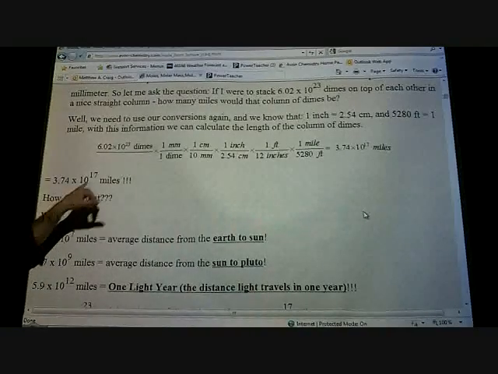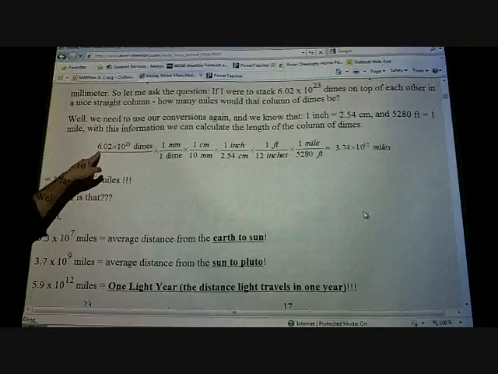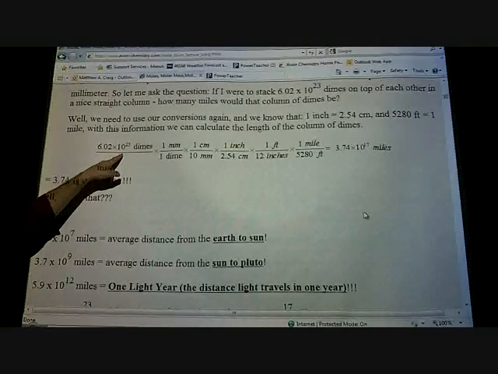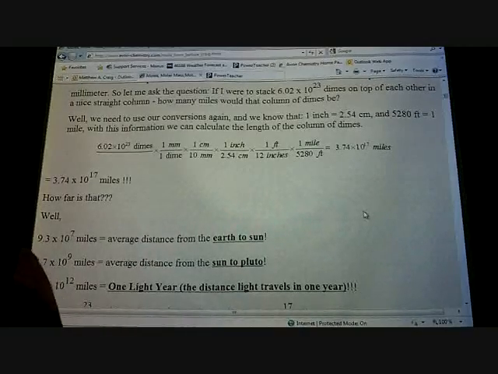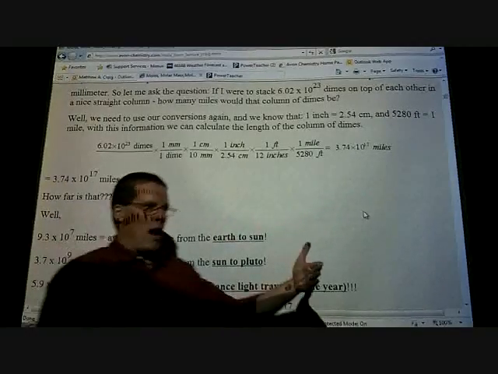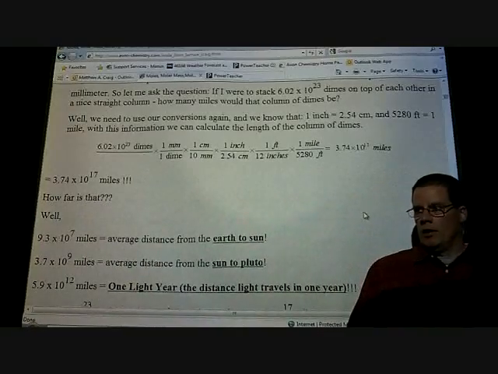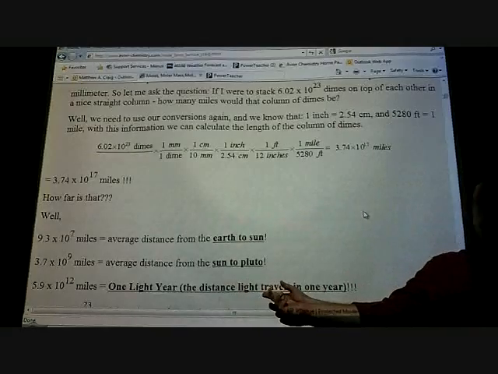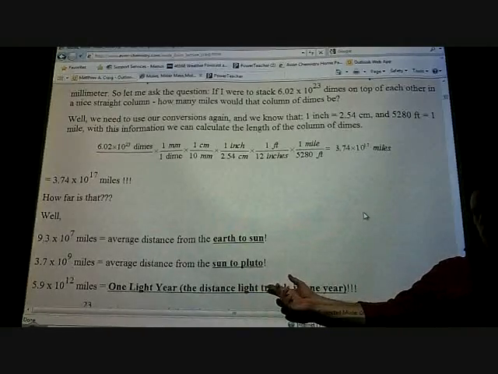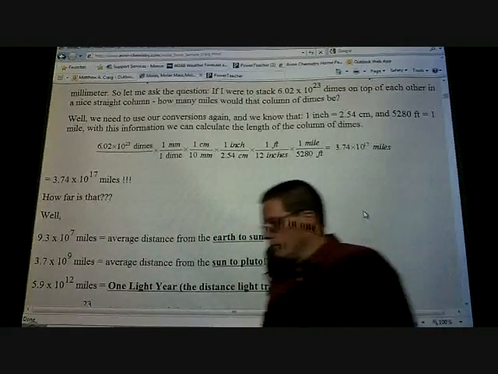How many dimes are there? 6.02 times 10 to the 23 dimes. So if I had 5.9 times 10 to the 12 miles, that's the distance light travels in 1 year. So again, if I had all those dimes stacked up, we're not even there yet. So it would take over a year for light to travel.